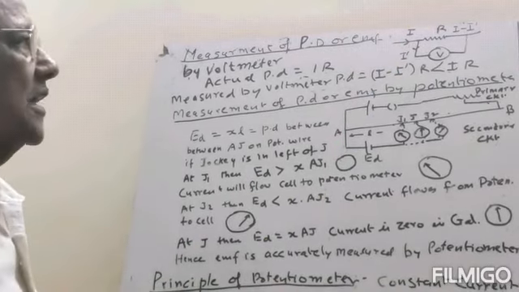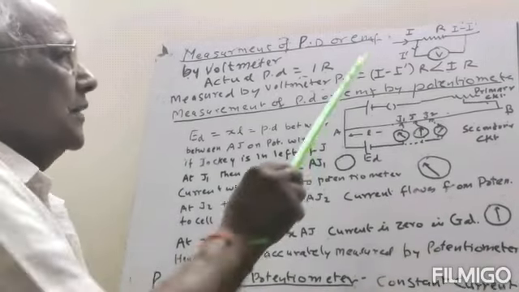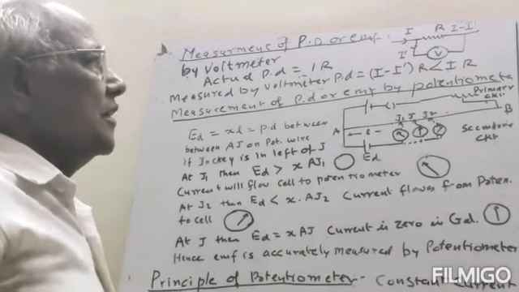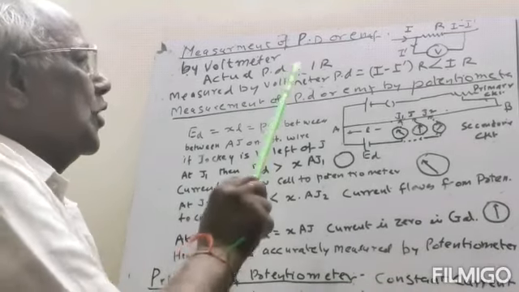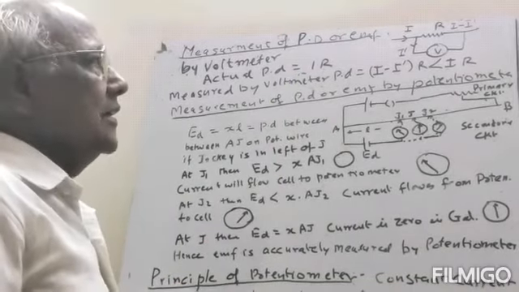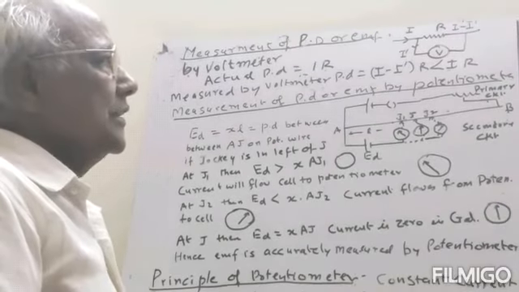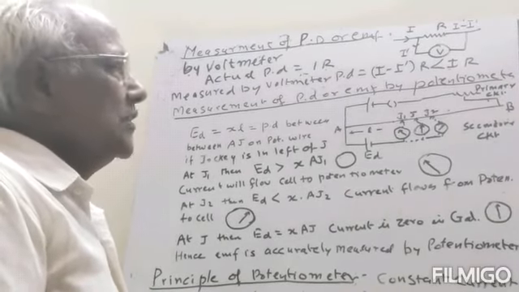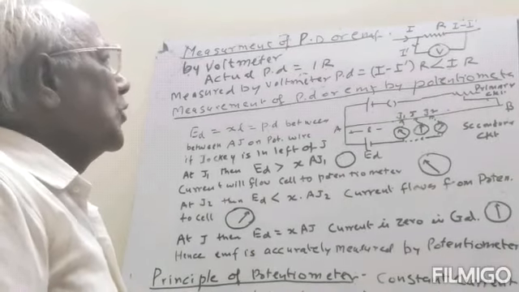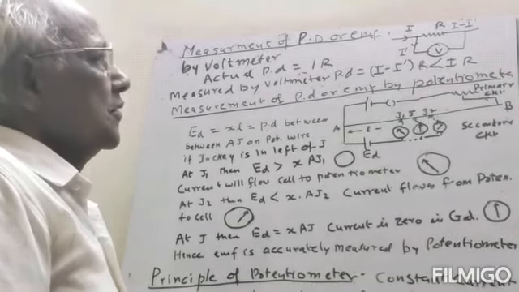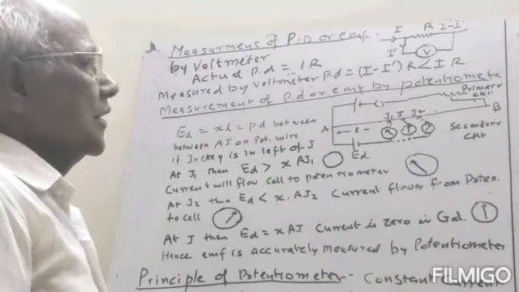on the resistance R, if a current I is passing through this resistance, then the actual potential difference will be equal to I multiplied by R. I is the current passing through the resistance when the voltmeter is not applied, and R is the resistance. So the actual potential difference on the resistance is I into R.